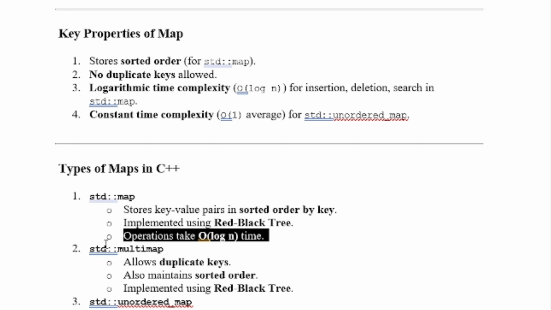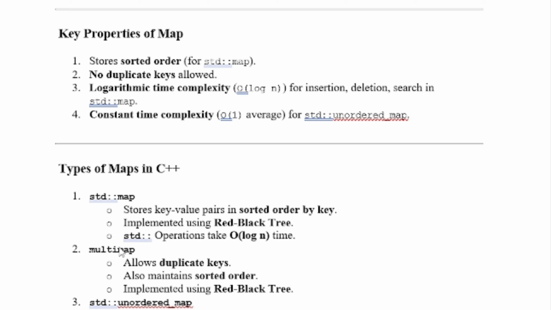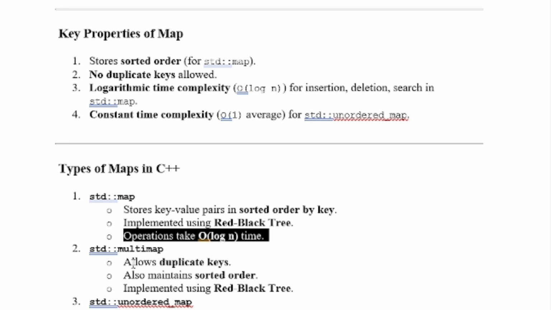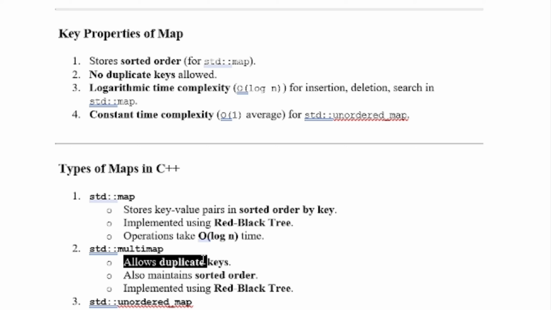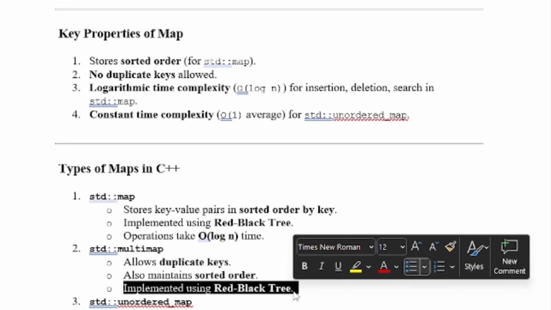Now we discuss the second one, which is a multimap. What is a multimap? A multimap allows elements with duplicate keys also. It also maintains sorted order and is implemented using a red black tree.